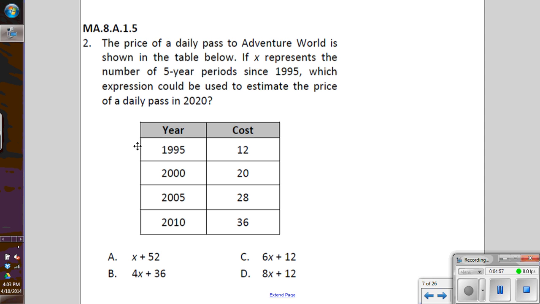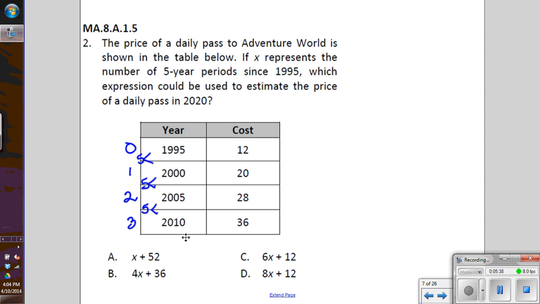All right, well, in 1995, the number of 5-year periods since 1995 would be 0 because no time has passed yet. But in 2000, there has been 5 years, which means that there has been one 5-year period. 2000 to 2005 is another 5 years, so that is 2 5-year periods. And 2005 to 2010 is another 5 years, so that is 3 5-year periods. So really, this problem is asking you to compare 0 and 12, 1 and 20, 2 and 28, and 3 and 36 to find the equation.